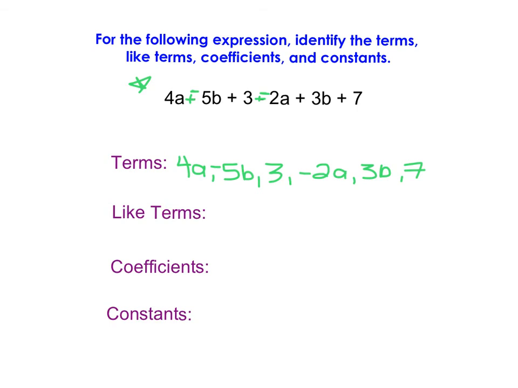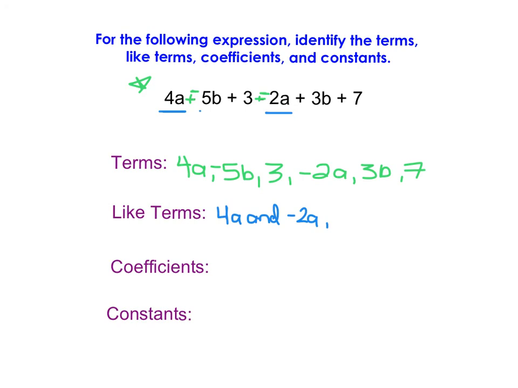So now we're going to look for like terms. Remember, like terms are the terms that have identical variable parts. So I'm going to start here by looking at 4a, and what I'm looking for throughout this expression is any other terms that also have a variable part of just an a. And if I look, I notice that -2a has an identical variable part. So here we have like terms of 4a and -2a.